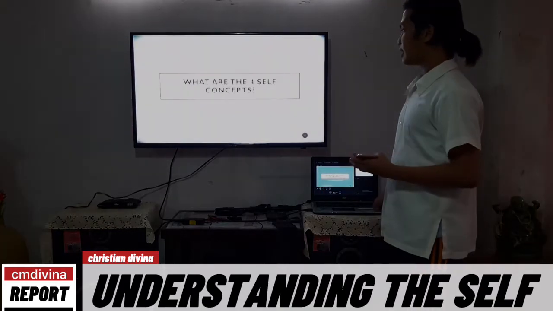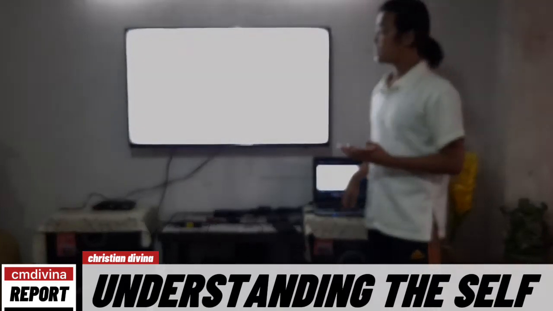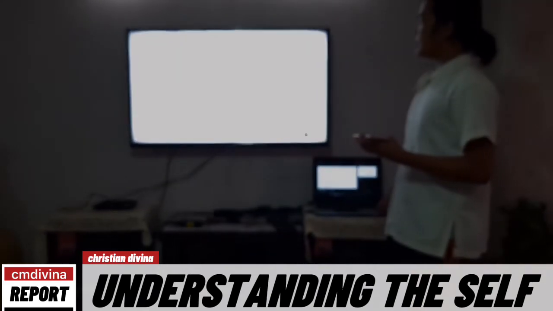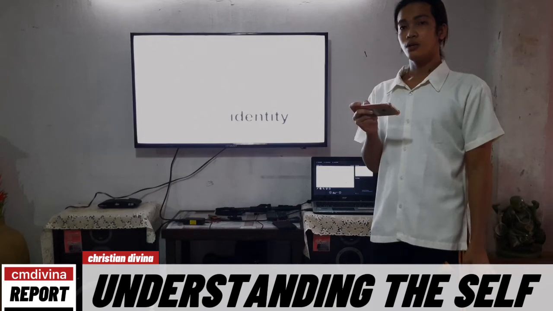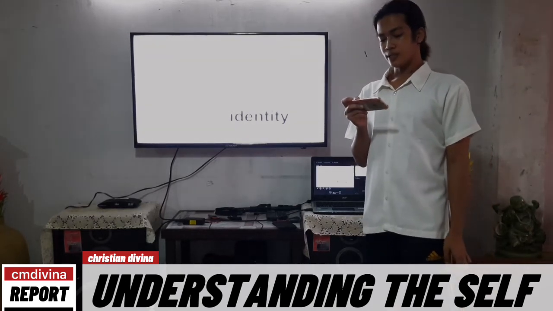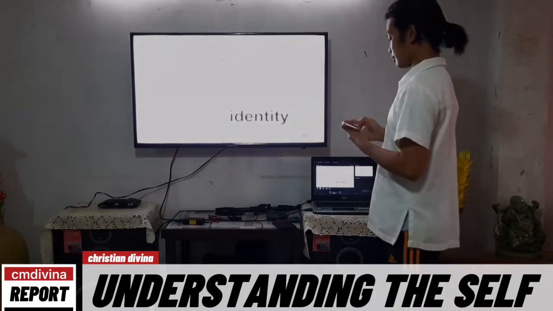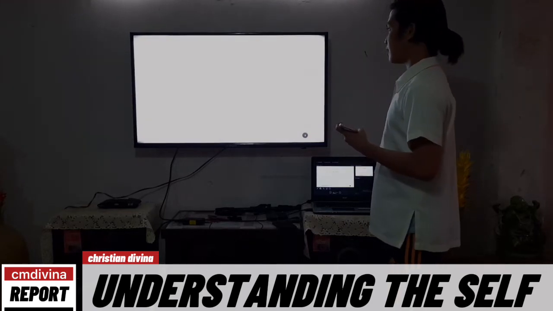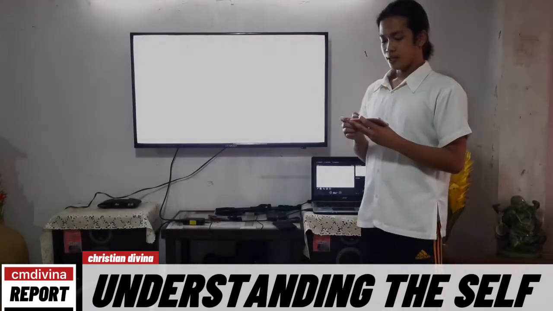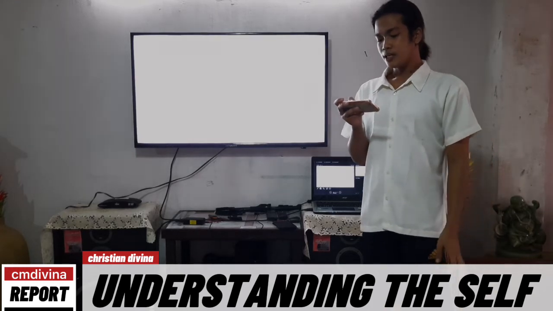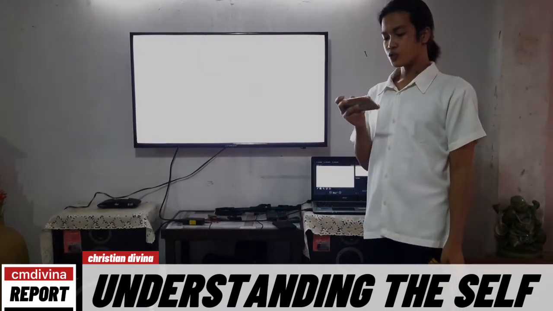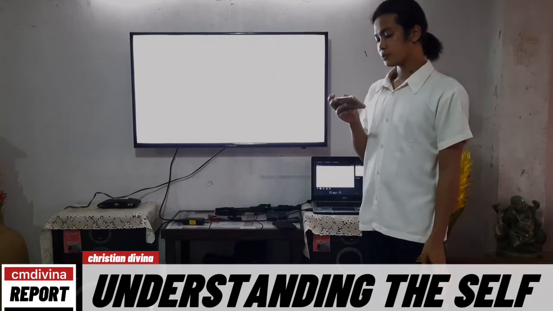The next is, what are the four self-concepts? The first one is the identity. The identity is the fact of being who or what a person or thing is. The next one is body image. The body image refers to how an individual sees their own body and how attractive they feel themselves to be.